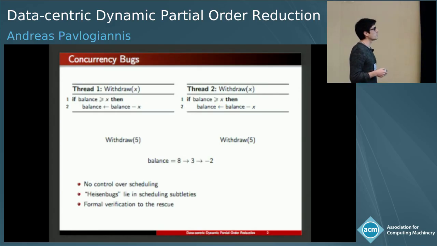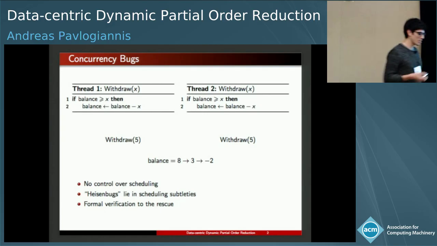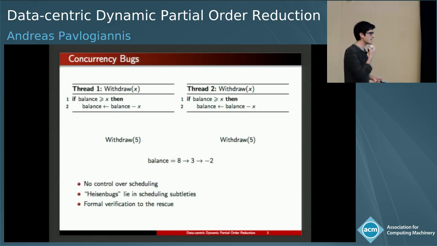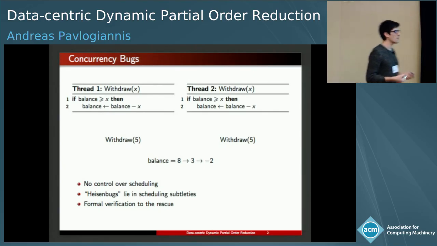So these kinds of bugs arise in concurrency because we have no control over the scheduler. They're often called Heisenbugs because they're very hard to reproduce by testing. So if we want to reason about correctness of concurrent software, we have to use some formal method.